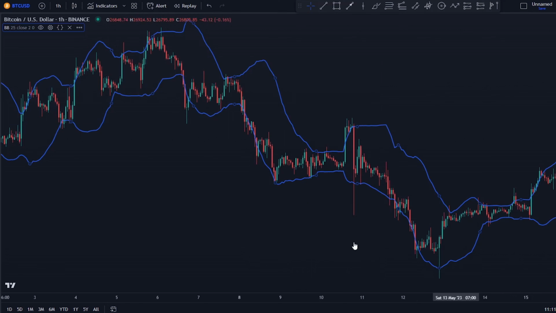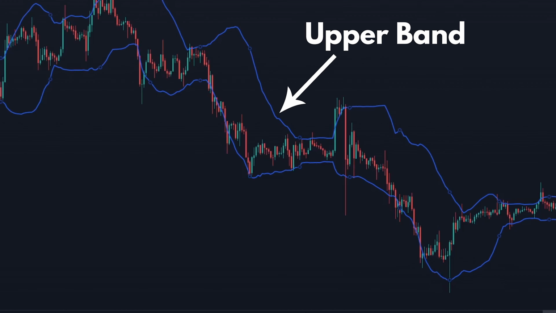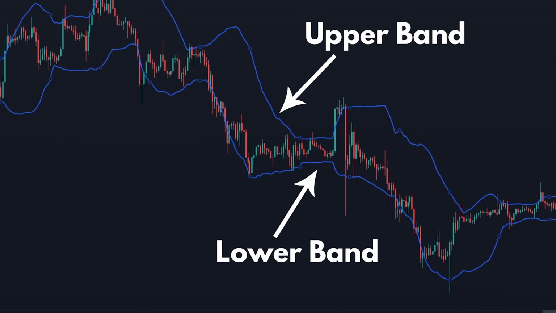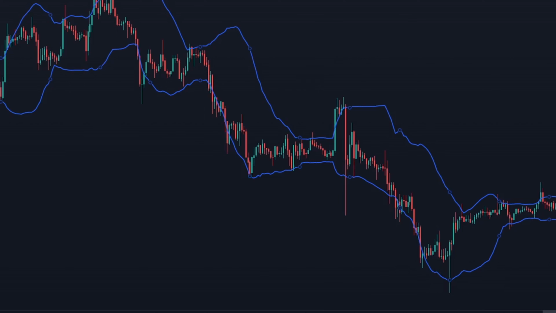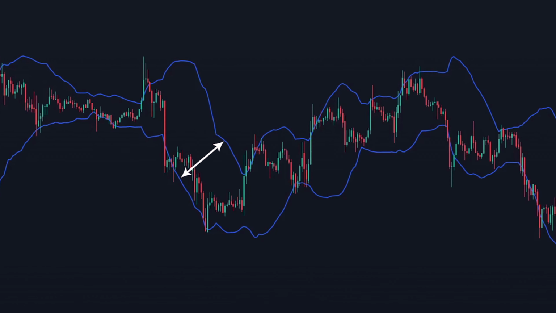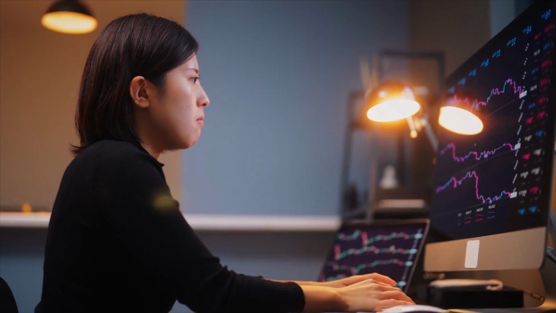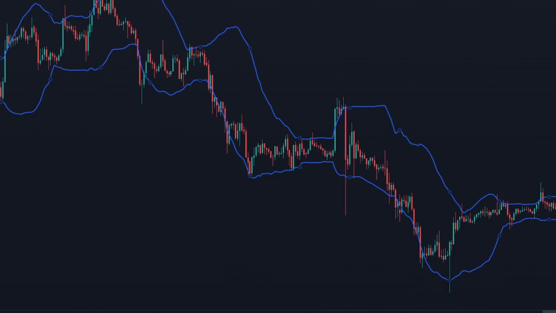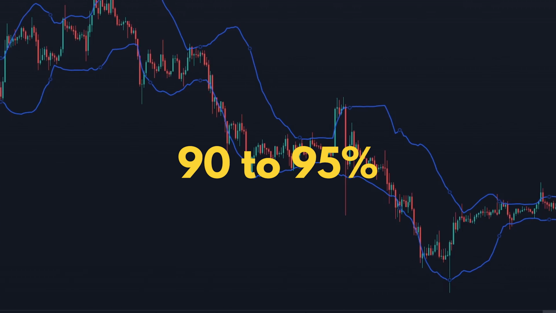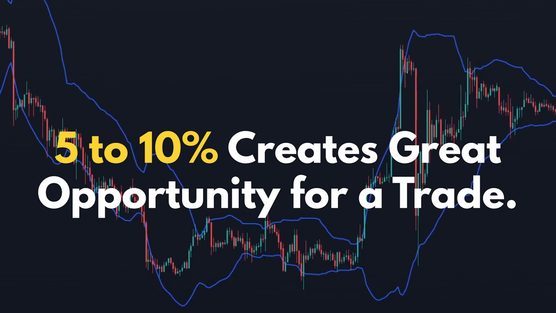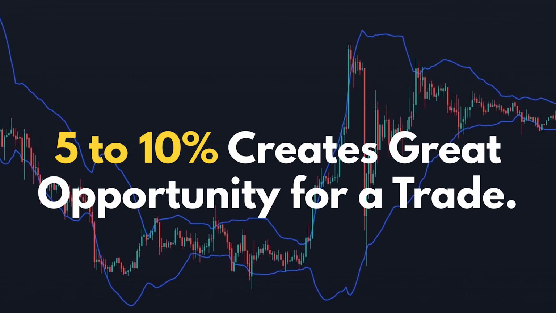Now that we have all set up and understand all components of the Bollinger Bands, let's see how it works. The upper and lower bands are typically 2 standard deviations away from the moving average, creating a range that represents the majority of the price action. The width of the bands can expand and contract based on market volatility, making them useful for identifying periods of high and low volatility. The great part about using Bollinger Bands is that the market price stays in between the bands 90 to 95% of the time. Those additional 5 to 10% creates great opportunity for a trade.